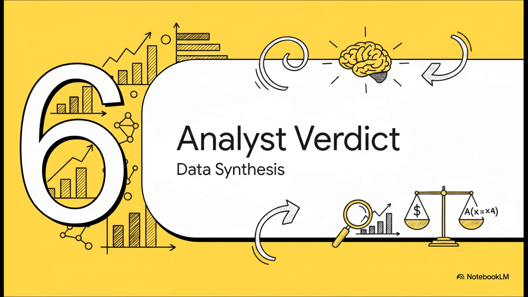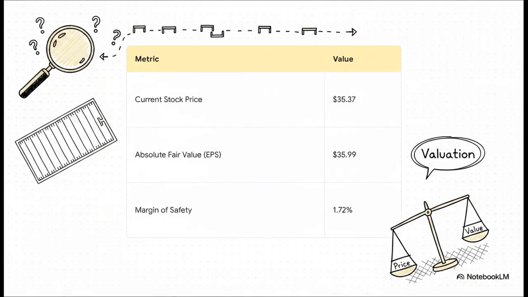And that brings us to Section 6, Final Analyst Verdict, synthesizing the data into a conclusion. We've gathered our clues, laid out our assumptions, and run the gauntlet. Now it's time for our final synthesis. This valuation football field concisely summarizes our findings. The last close price of $35.37 is trading almost exactly in line with the $35.99 intrinsic value we calculated from the absolute EPS model. So what does that actually mean?